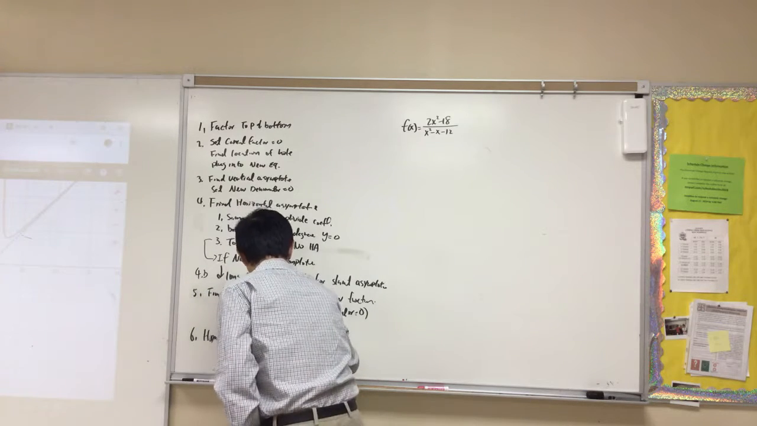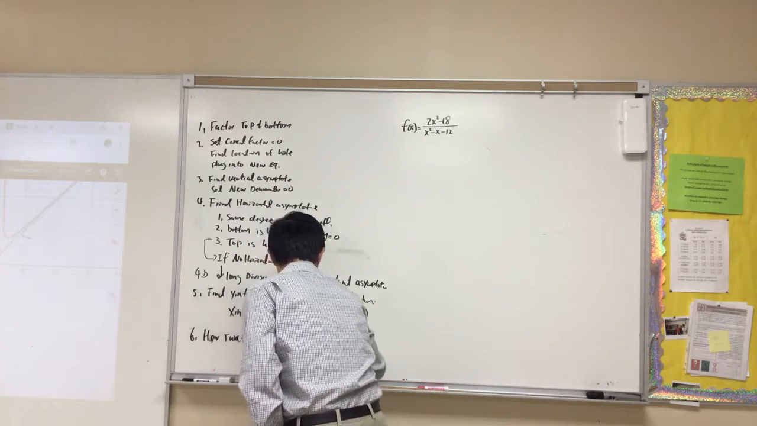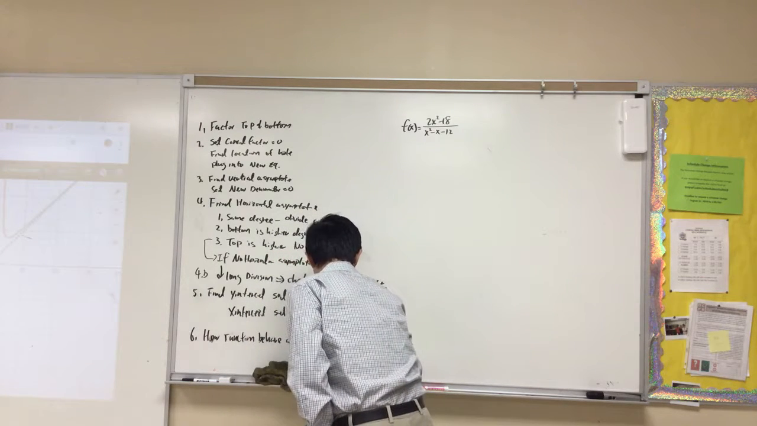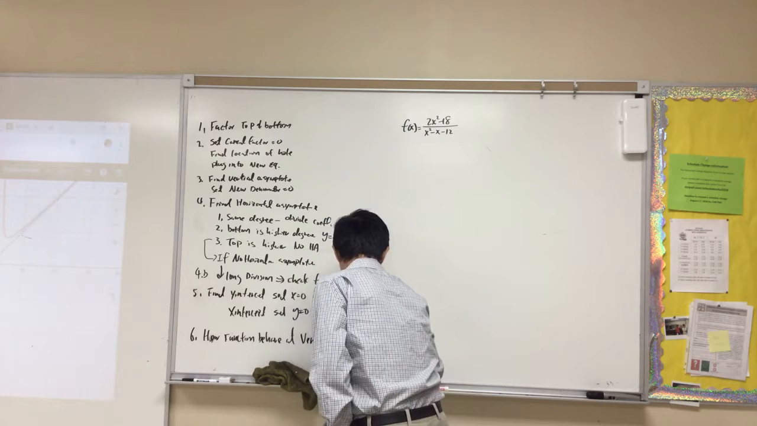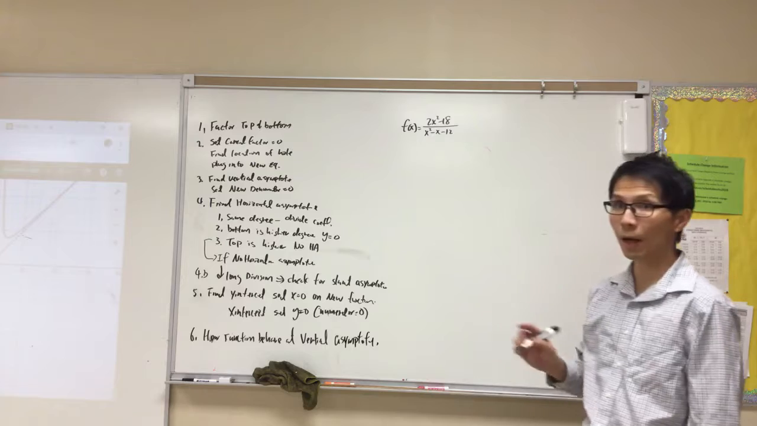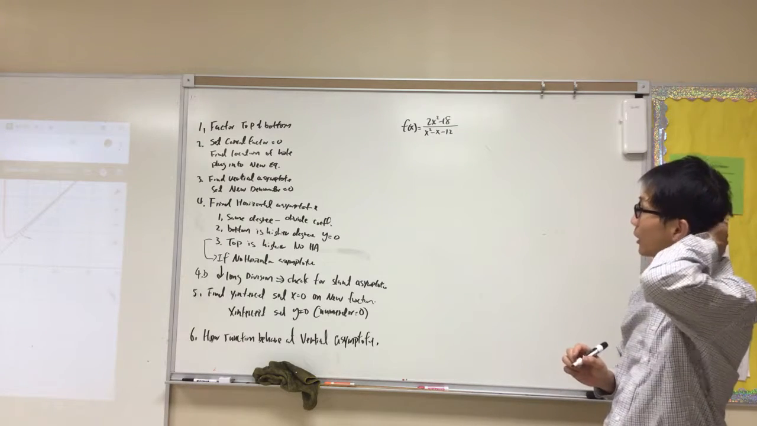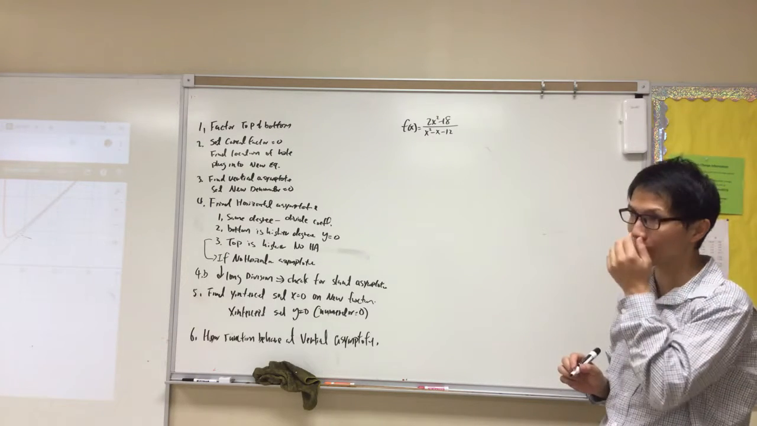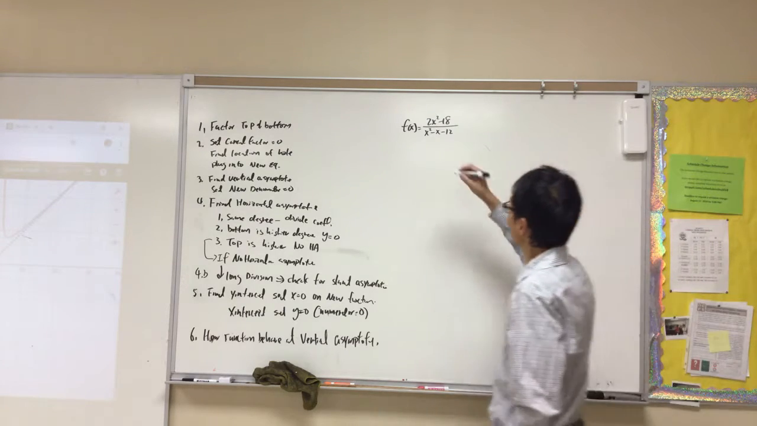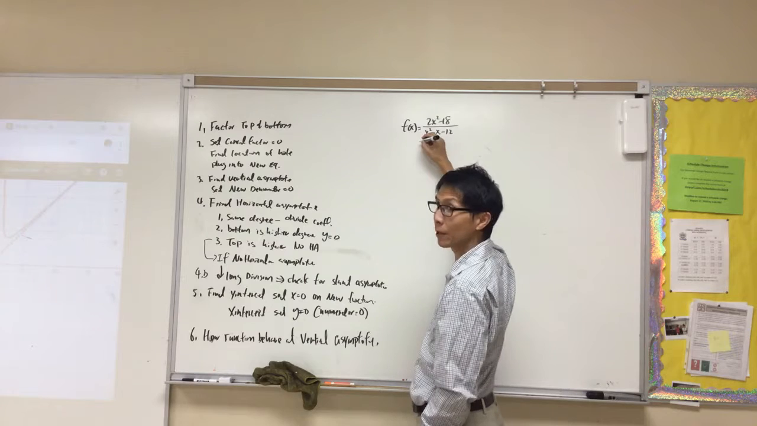How does it behave at the vertical asymptote? We're going to talk about those also, but I don't think I have enough time. We're going to talk about it a little bit, and tomorrow we're going to talk about the last part, how it behaves. So the first step is what?